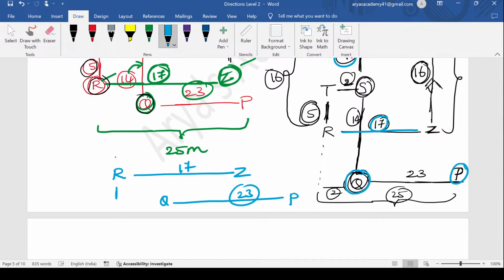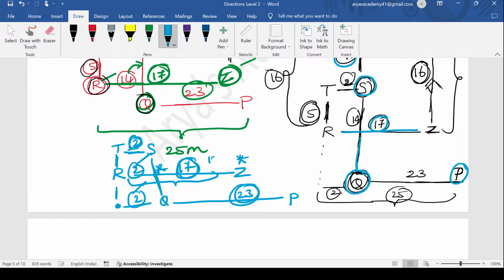Then for that, T and S. Above R, there is point T and there is point S, whose distance is actually 2. If you observe here, S and Q are in a straight line. So if S and Q are in a straight line and the distance between T and S is 2, hence the distance between this particular point and Q is also 2. So this is 2 and this is 23, total 25. That is what I have said. So here the total distance is 17. If this is 2 and the total distance is 17, this particular part, from this point to point Z, has to be 17 minus 2. So this distance is how much?